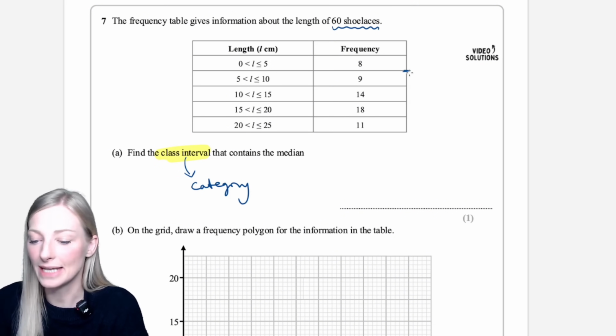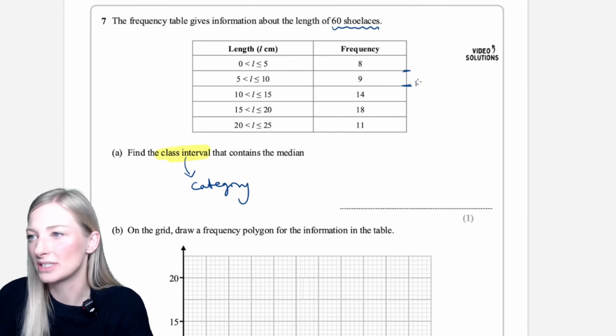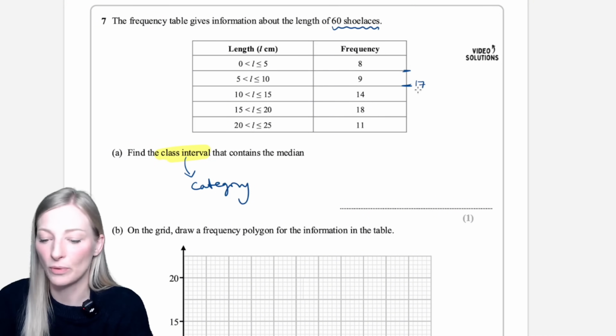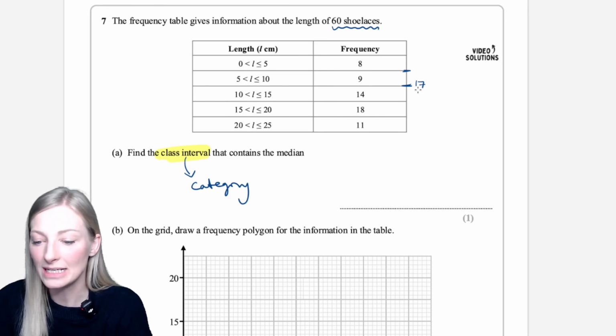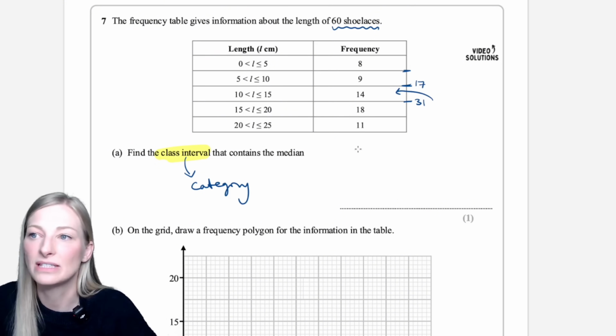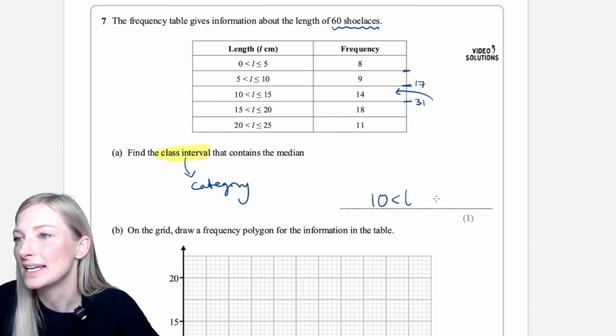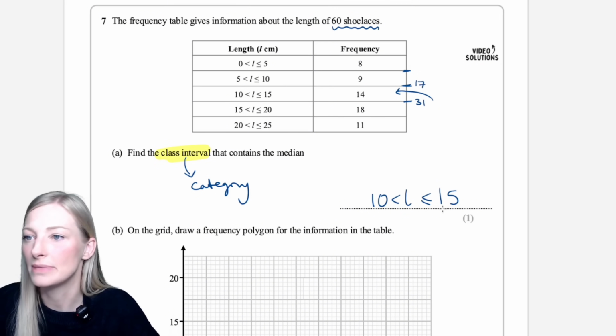8 add 9 takes me up to 17. So at this point, I've still not reached the middle. I've got 17 pieces of data up to that point. And then when I add on 14, that takes me up to 31. So I know that both the 30th and the 31st piece of data is in that category there, 10 to 15. So that is the class interval, the category that has the middle value in it, the median.